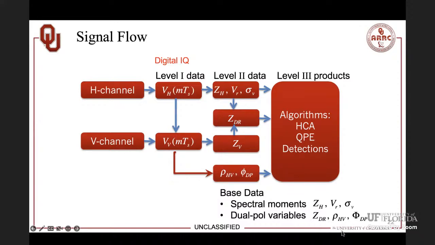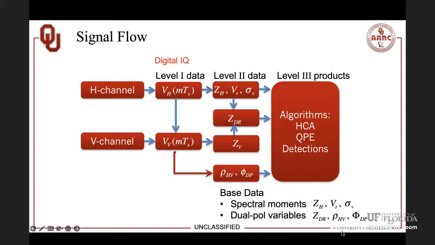That includes two parts. The first is called spectral moments, which give you the reflectivity, radial velocity, and spectrum width. The other part is called dual pole variables. Now you start processing the difference between these two IQ time series, and you get differential reflectivity, correlation coefficient, and differential phase. Once you have the base data, that's the display that you typically see.